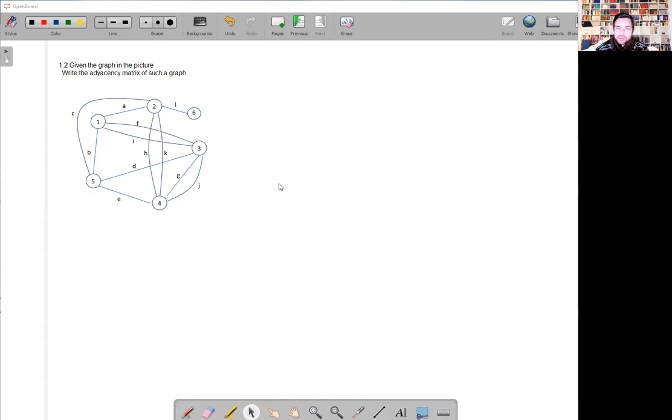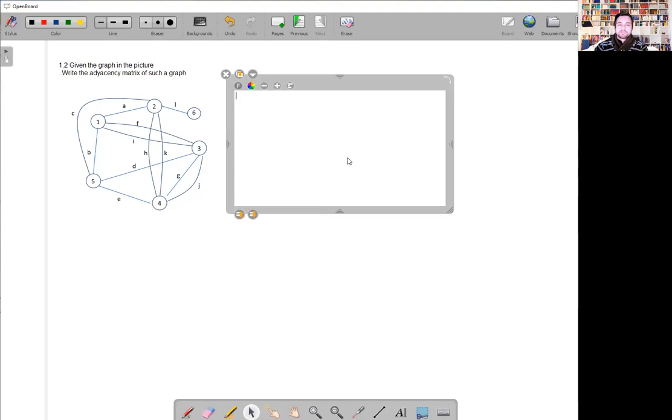Okay, so the first question is that given the graph in the picture, this graph that we can see here with 6 nodes and several links, they ask to write the adjacency matrix of such a graph. Right, okay, so we remember from last lesson that the adjacency matrix just counts the number of links that are related to a node, right? So we start in order, right?